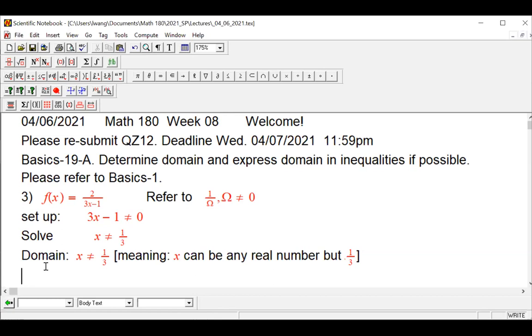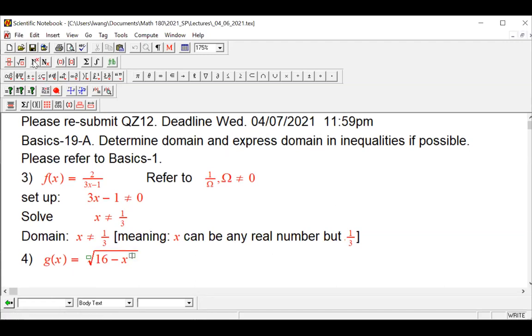Okay, so let's look at number 4. Do you guys want to try number 4 with me? Here we have g of x, and that equals the square root of 16 minus x raised to the power of 4.